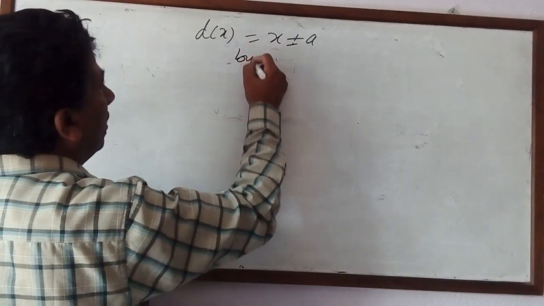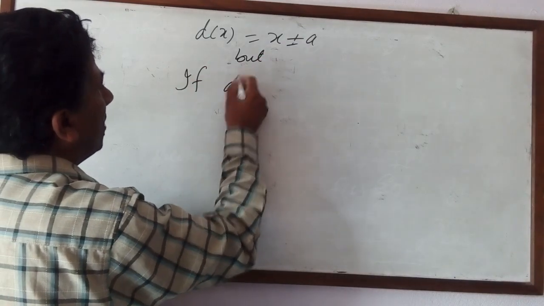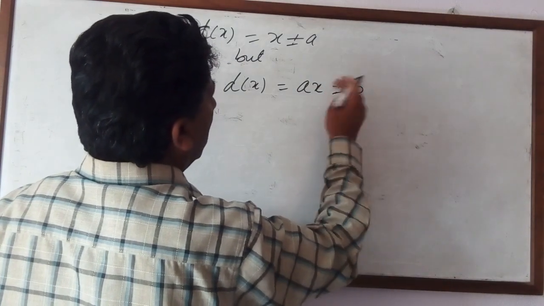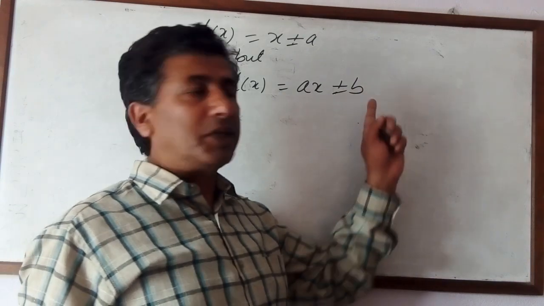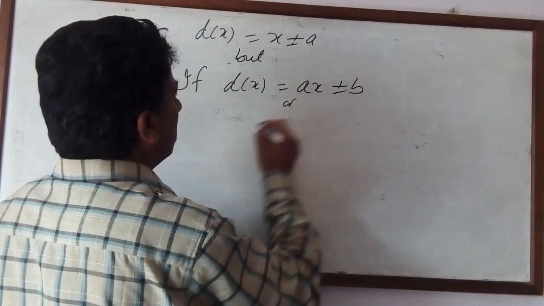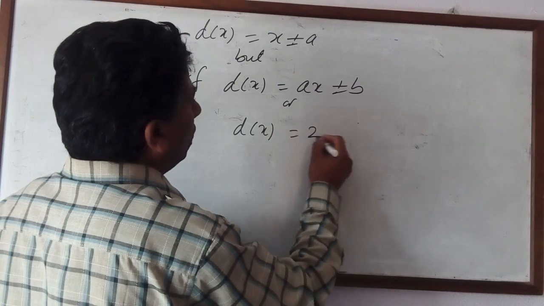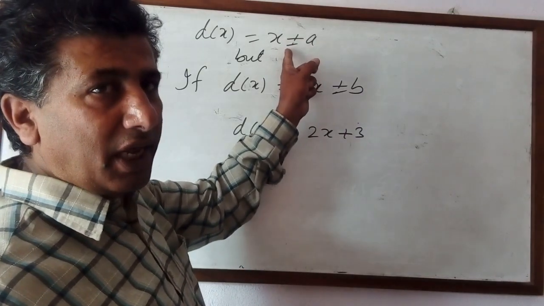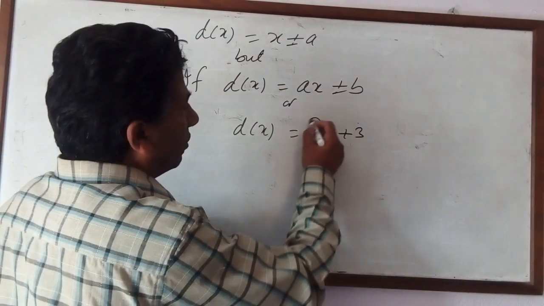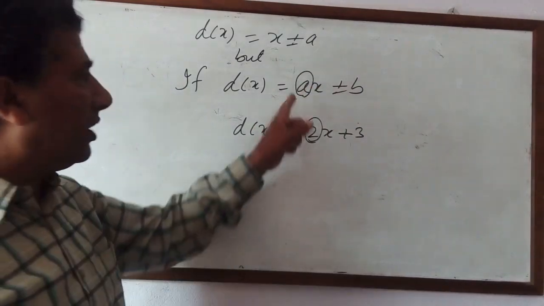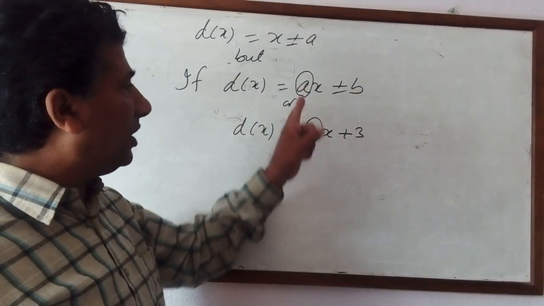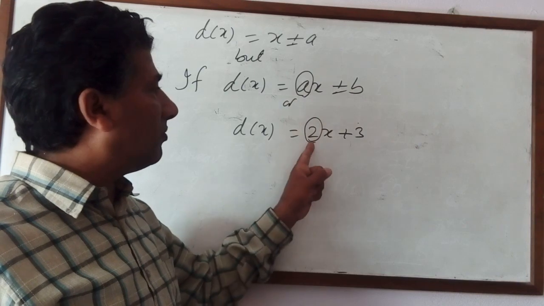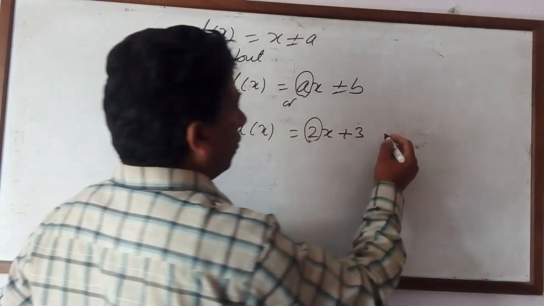But if the divisor d(x) equals ax plus or minus b, I'll give an example. Suppose our divisor is 2x plus 3. Now this is not in the form x plus a or x minus a. In this case here is 2, in place of a there is 2. We have to remove this number. We have to make the coefficient of x equal to 1. We have to remove the number from this x. How to remove? Take 2 common here.